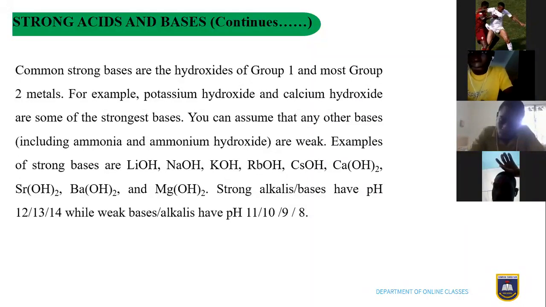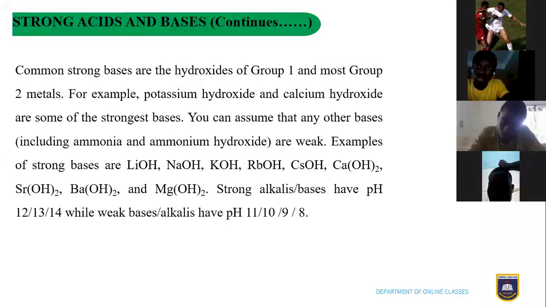The group 1 and group 2 metal hydroxides are the strong bases, that's all. Lithium hydroxide, sodium hydroxide, potassium hydroxide, rubidium hydroxide, cesium hydroxide, francium, calcium, strontium, barium, where beryllium is not here. Then we have magnesium. These are group 1 and group 2 metal hydroxides. They are the only strong bases we have. All other bases, apart from these, are weak.